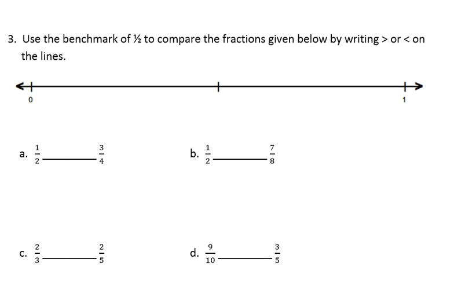In the next section, I'm going to use the benchmark of 1/2 to compare the fractions given below. So I have a number line, and I can put 1/2 right in the middle. And we're going to use that as a benchmark to help us figure out the comparison of the fractions. So the first question asked me to compare 1/2 to 3/4. I know that if I put my fourths on the number line, 2/4 would be at the same spot as 1/2. Then 3/4 would be past the 1/2 point. That means 1/2 is less than 3/4.